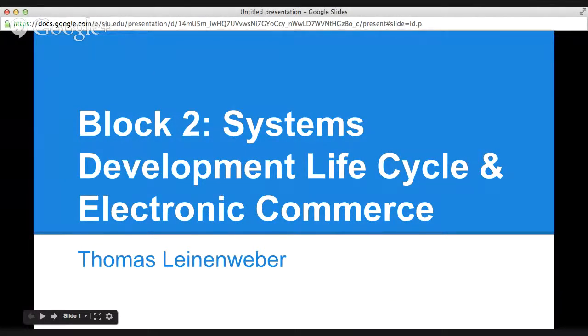The two topics we covered in Block 2 were the systems development lifecycle, a crucial aspect in the improvement and development of computer systems we use, and electronic commerce, also known as e-commerce, which is the trading of products and services over the internet. First up is the systems development lifecycle.